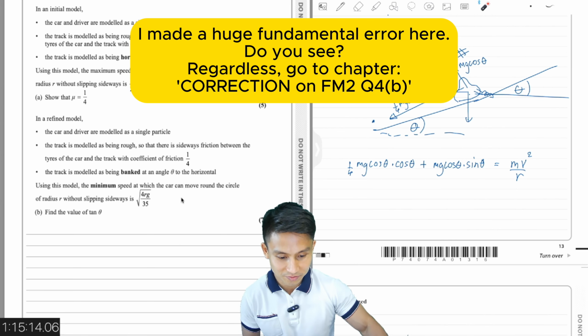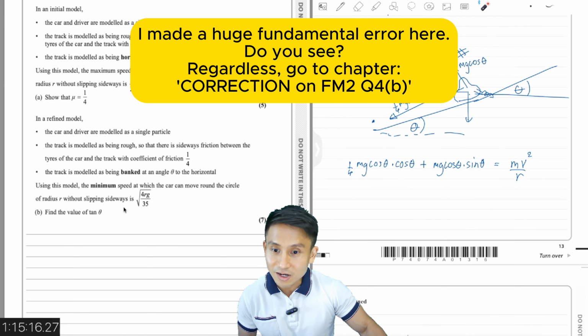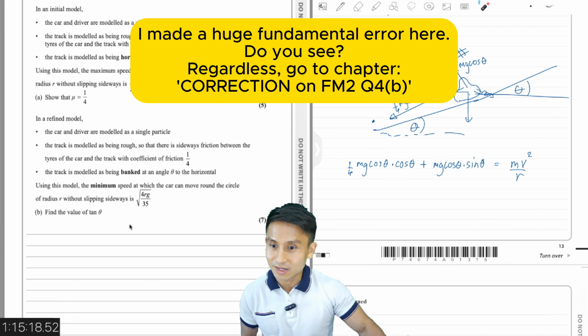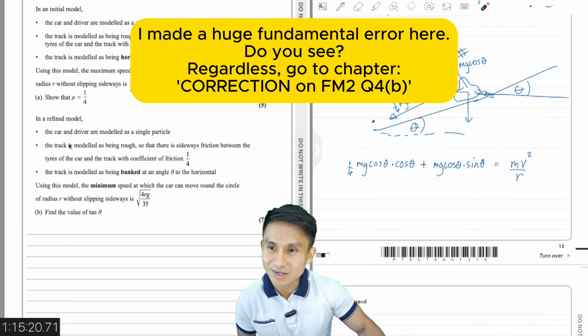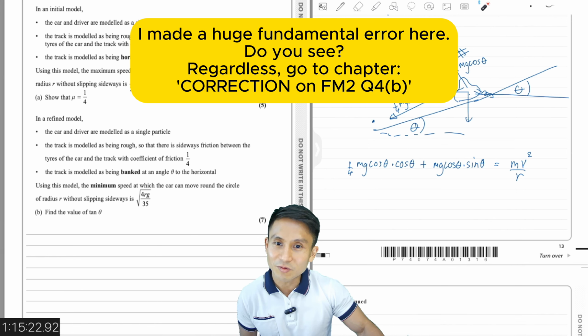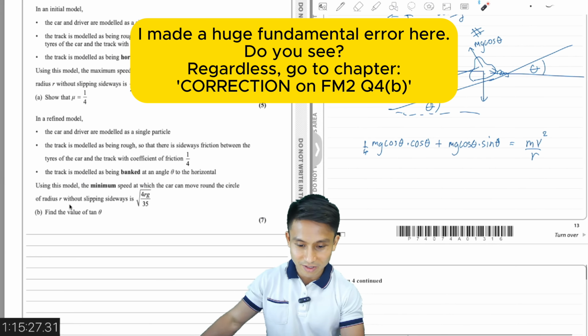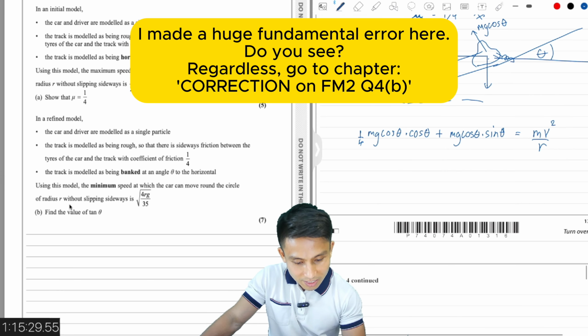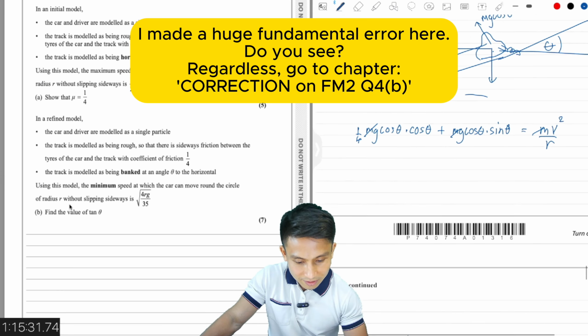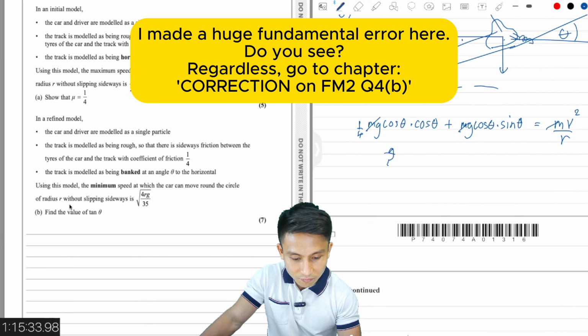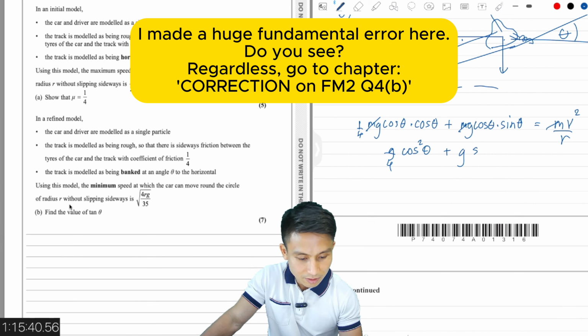Will it cancel though? Yeah, radius r. Is it the same radius r? Moving around the circle of radius r, same radius, yeah, that's fine. We don't need to care about the r there. So the m cancel, and here we have g over 4 cos squared theta plus g sine cos. That's some pure math knowledge around here.